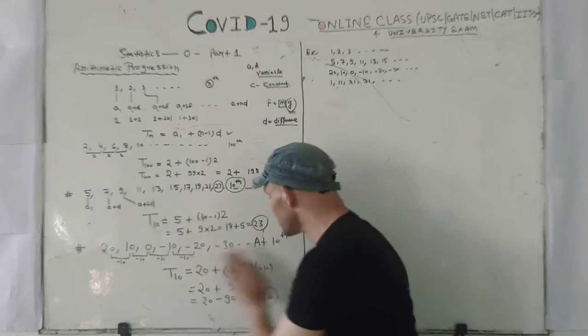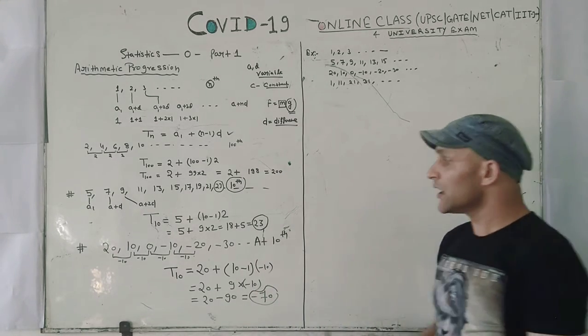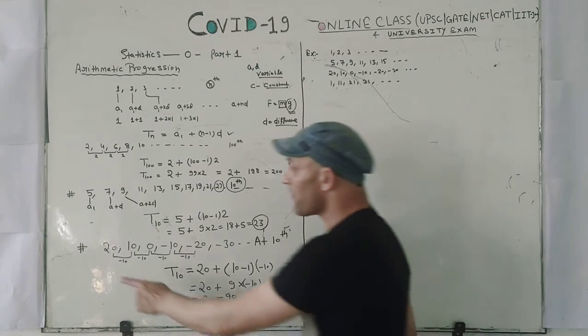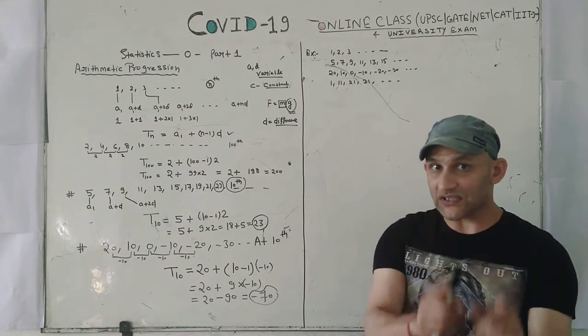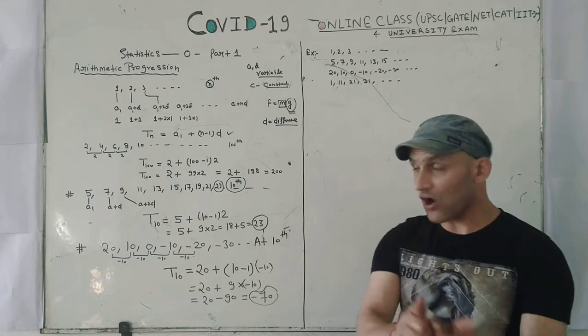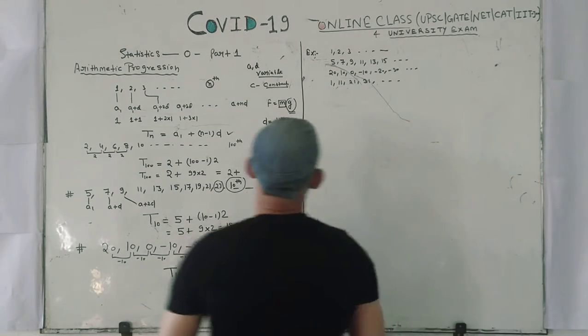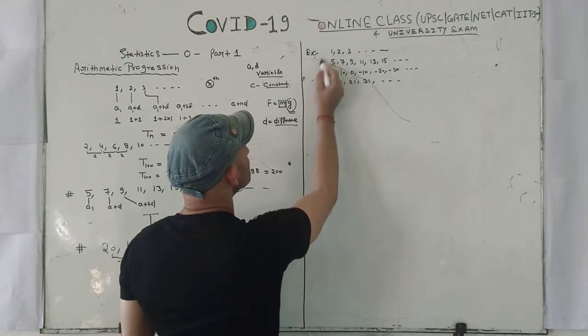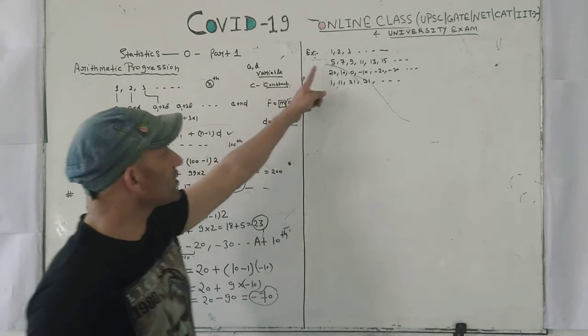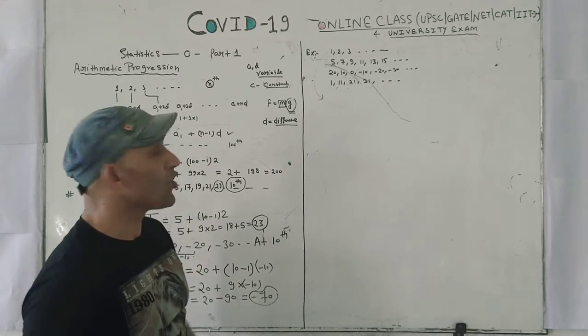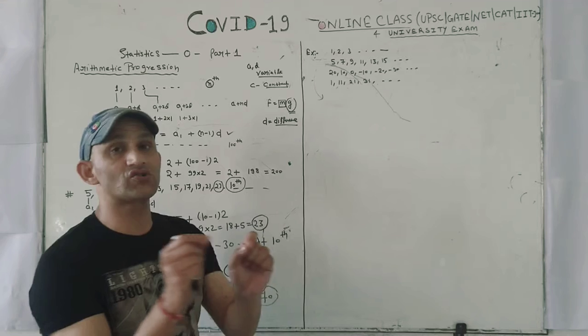So they ask the first question: is the series AP or not. Second question: find the nth place. Third question: find the sum of such a series. So we will start from this series, 1, 2, 3 and so on. This is the natural numbers. What is the sum of the n natural numbers?